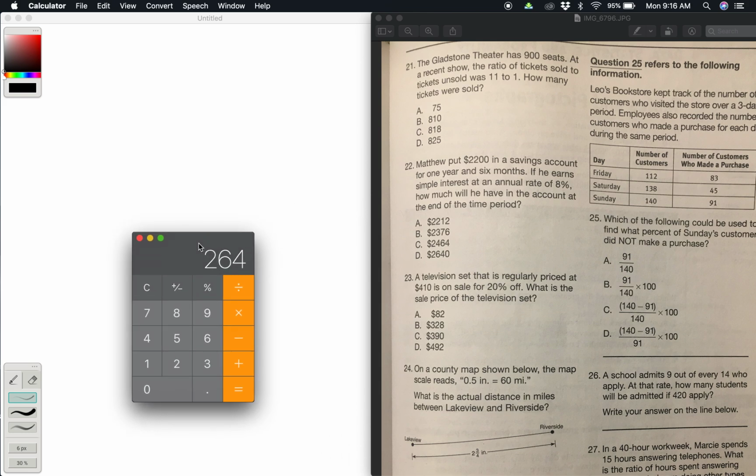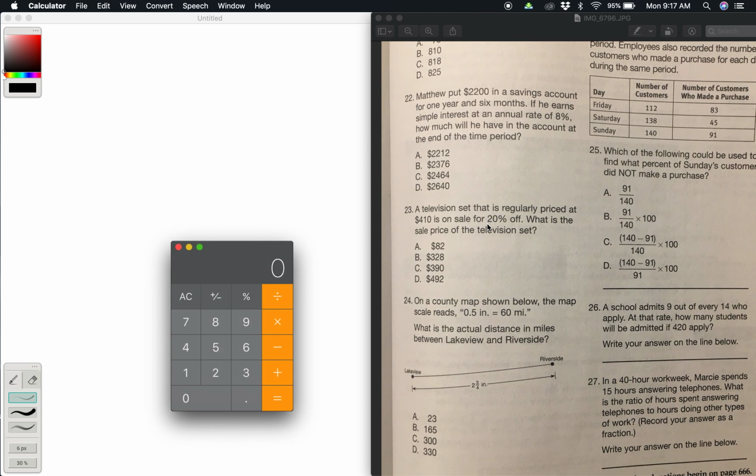That's the interest you'll get at the end of that time period. But it asks how much will he have in the account at the end of the time period? So we have to add 264, which is the interest he earned, to the principal, which he initially had, which is 2,200. So 264 plus 2,200 equals 2,464. As you can see, C is your answer.